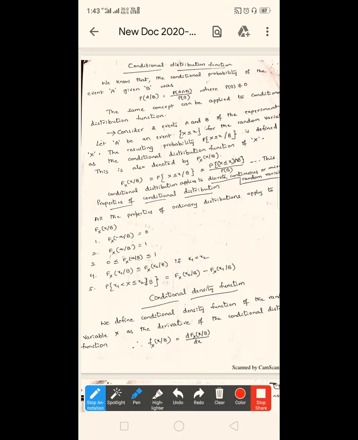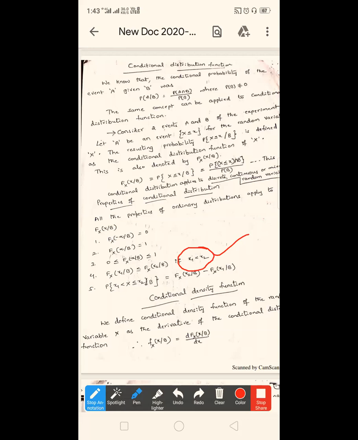Here, next, the fourth property: if x1 is less than x2, that means here we are considering two different values of x, small x1 and small x2. If this condition is satisfied, that means small x1 is less than small x2, then the conditional distribution function of x1 must be less than or equal to the conditional distribution function of x2. Okay, that is the property here.